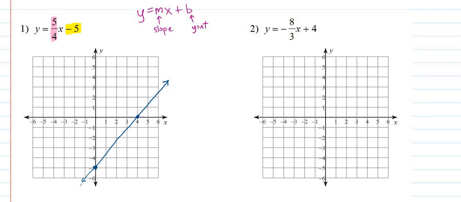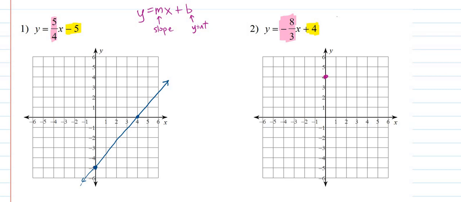There it is. For our second example, we have a slope of -8 over 3 and a y-intercept of +4. So the first thing we're going to do is graph our point at +4 on the y-axis. So our dot is at +4. For the slope, because the slope is -8 over 3, that means we're going to have a decreasing line. We have a negative slope.